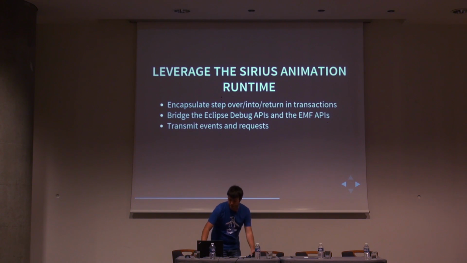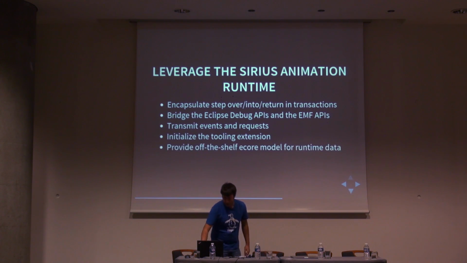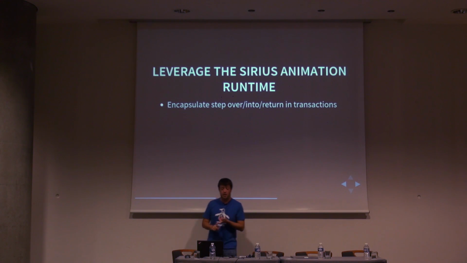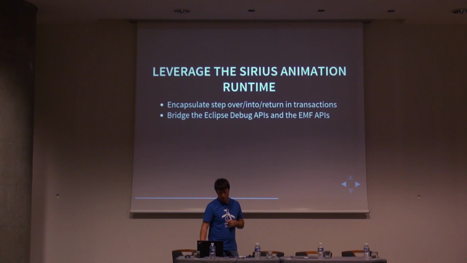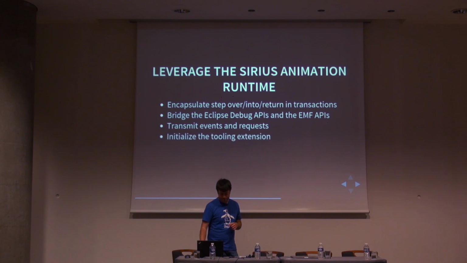So this all leverages the Sirius animation runtime, which first encapsulates step over, step into, and return in EMF transactions, so that Sirius is able to see what has changed in between two steps. It bridges the Eclipse Debug APIs and the EMF API, so it basically sends events from the simulators back to the model and onto the Eclipse Debug support. And it also can initialize the tooling extension that I just showed before.